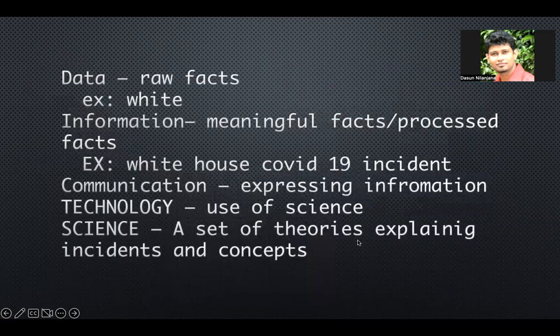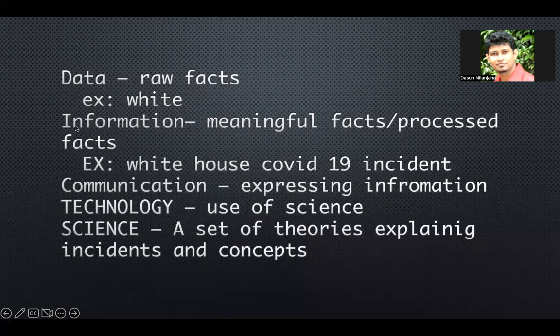Okay, now we have this set of information to write down. Data: we just learned, raw facts, basic things. Information: meaningful facts, processed data. Communication: expressing of information. And what is technology? That is using of science, and science is a set of theories.